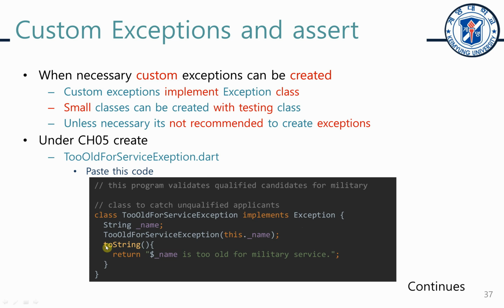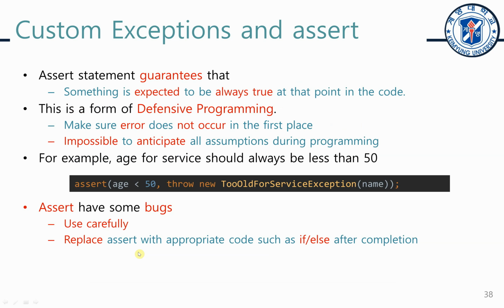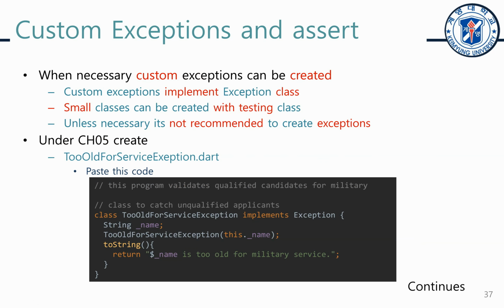So we have our constructor. Our constructor just initializes our instance variable, and this is the exception. Every exception should have a toString function that will tell us what is happening. Okay, so we can come and write our method to test our class.